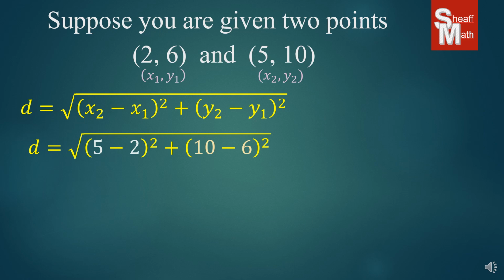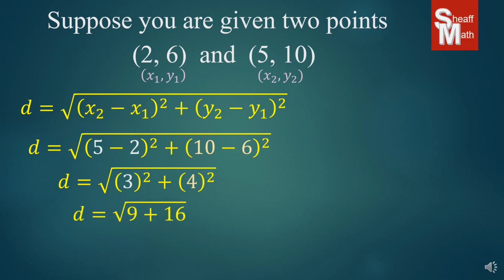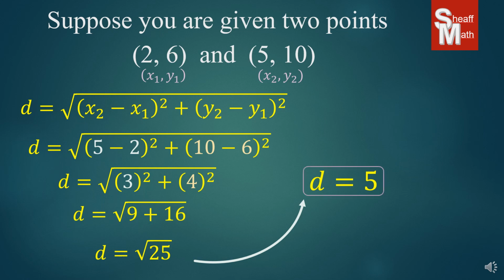Now we're going to simplify inside those parentheses, and we end up with a 3 and a 4. Everybody see that? Now we're going to simplify those squares, 3 squared and 4 squared, and we get 9 and 16. And then we add those together, and we get a perfect square inside there. We're very lucky on this one. It's very unusual to get a nice perfect square because the square root of 25 is 5. And so that is the distance between 2, 6 and 5, 10. 5 units.